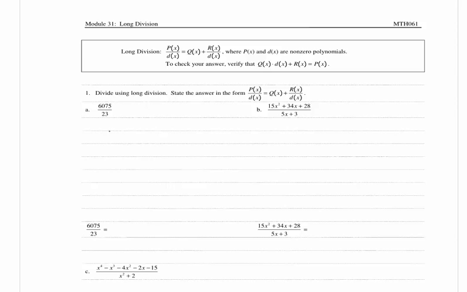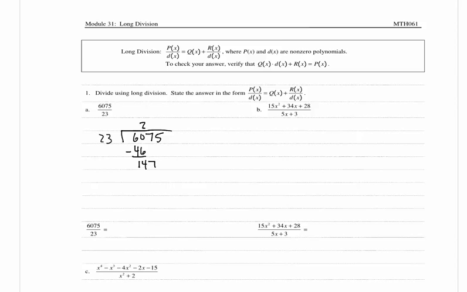So we're going to have our divisor, then our division symbol, and then we're going to put our dividend inside the division symbol. So we have 6075. And now we need to determine how many times 23 can go into 60. And that's 2 times. 2 times 23 is 46. And now 60 minus 46 is equal to 14. And we'll carry down our 7.